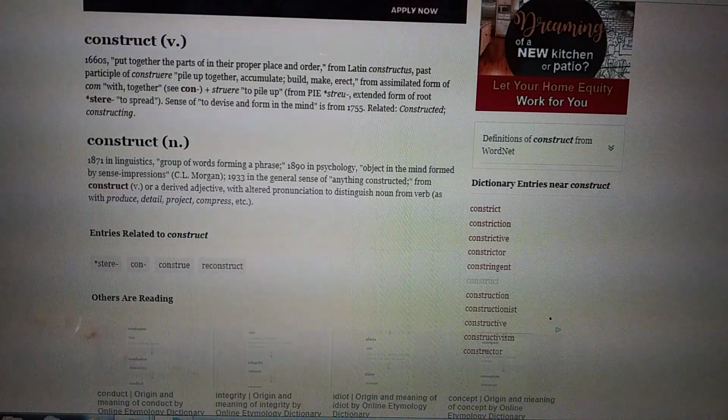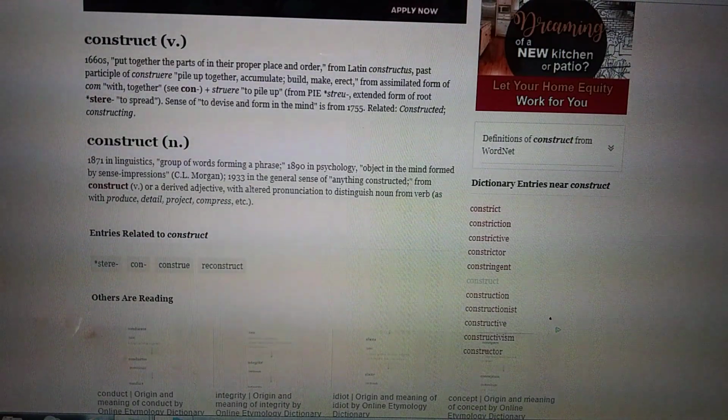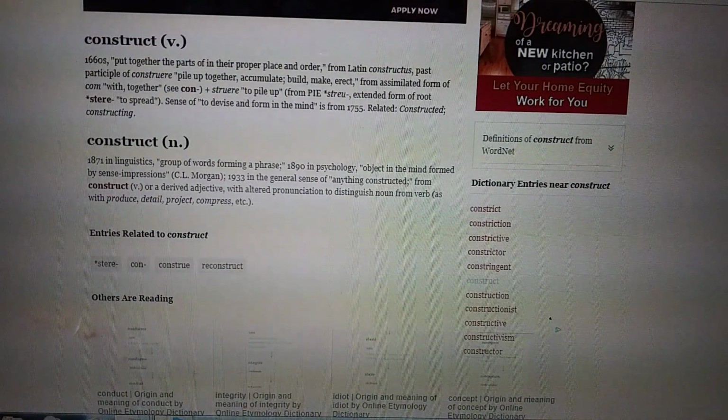From a assimilated form of com, right? Instruere, to pile up, right? Extended form, root of stær, S-T-E-R, or steer, meaning to spread. Sense, to devise and form. The mind is from 1755, related constructing.